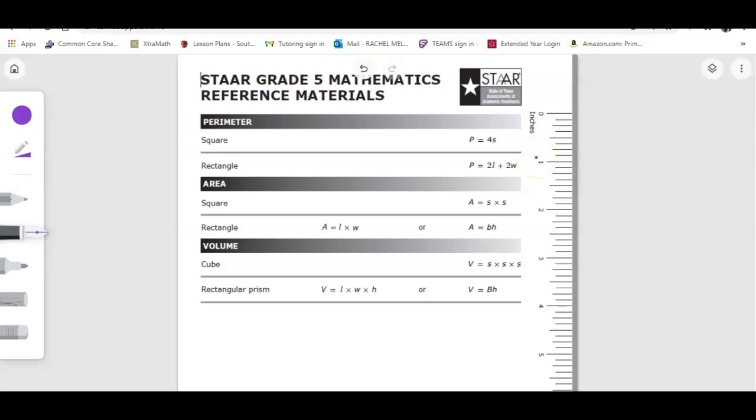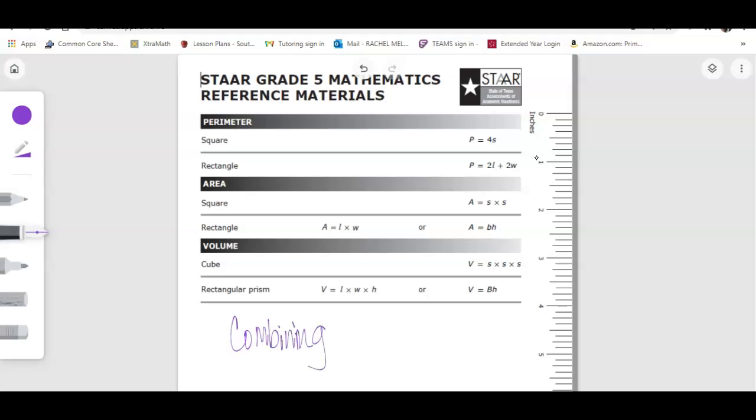All right, so today we are going to wrap up talking about volume. Tomorrow we are going to have a test that's going to go over perimeter, area, and volume questions. So today is your last day that if you don't understand something about volume, make sure you're asking questions. Today we are going to be doing combining volumes.